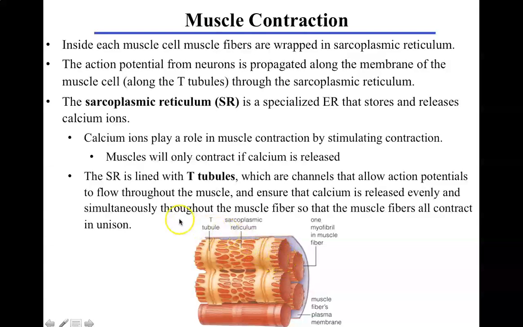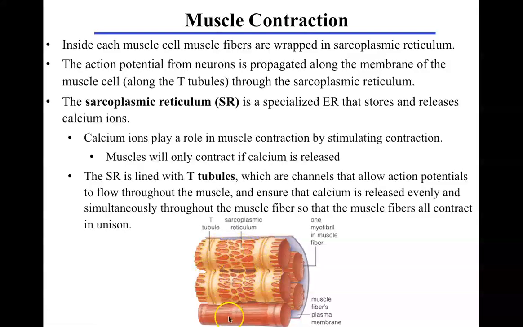And so when the electrical signal comes in, it's going to hit the sarcoplasmic reticulum and it's going to spread out. Just like the electricity is going to spread out to the different light bulbs, the nervous signal is going to pass through the sarcoplasmic reticulum and spread out evenly and cause all of the sarcoplasmic reticulum to release its calcium ions at the same time. And that's where the T-tubules come into play.